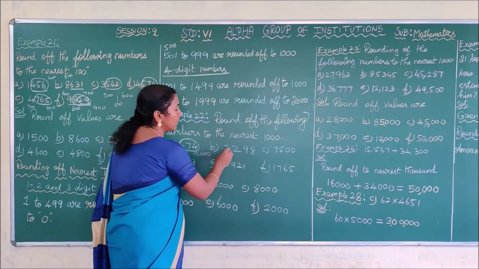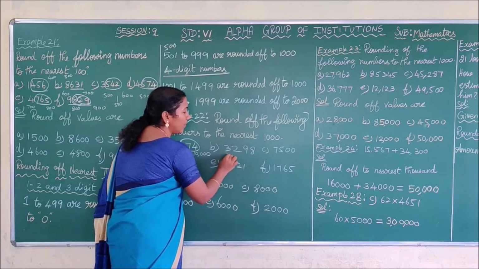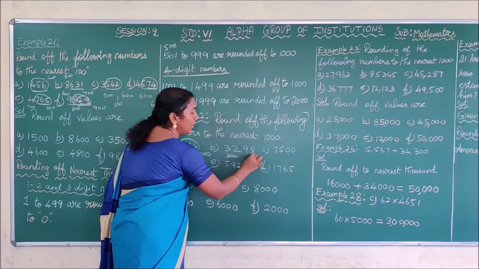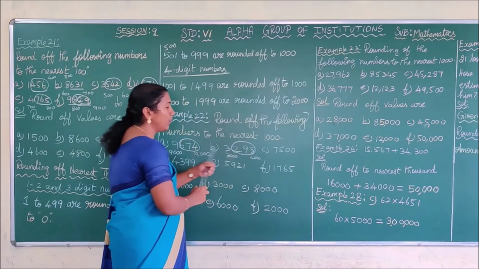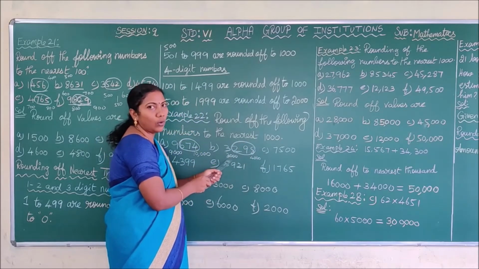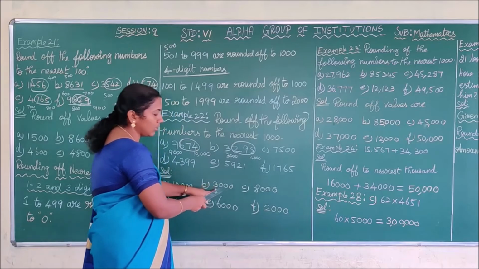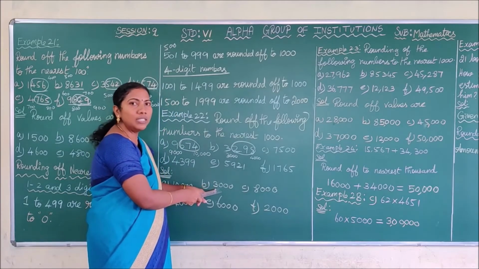3298. You have to consider the number as whole. This number lies between 3000 and 4000. It is before the 500 number, so it should be closer to 3000 only. So it should be rounded off to 3000. That's your answer, the round off value is 3000.